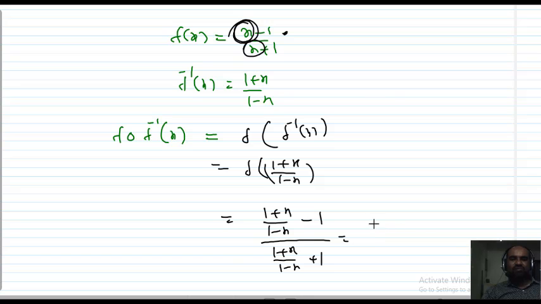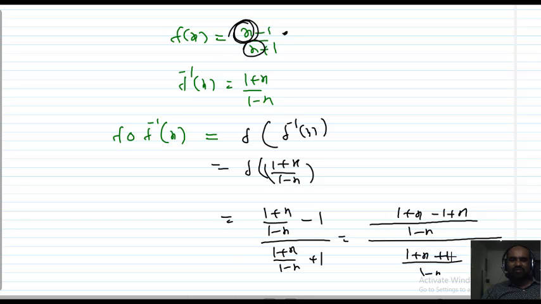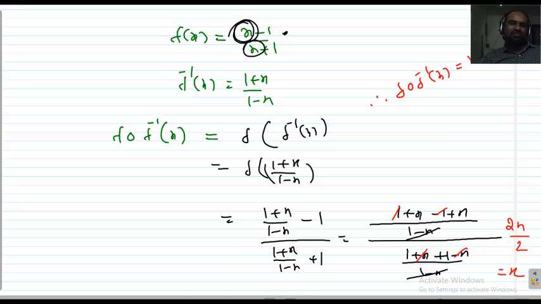Now we need to simplify. Here the LCM is 1 minus x. 1 plus x minus 1 plus x, total by 1 minus x LCM, over 1 plus x plus 1 minus x. Here the 1 gets cancelled, here the x gets cancelled. 2x by 2 is equal to x. So finally what I got: f circle f inverse of x equals x. Hence proved. Students, this is an important concept of composite function, difficult also.